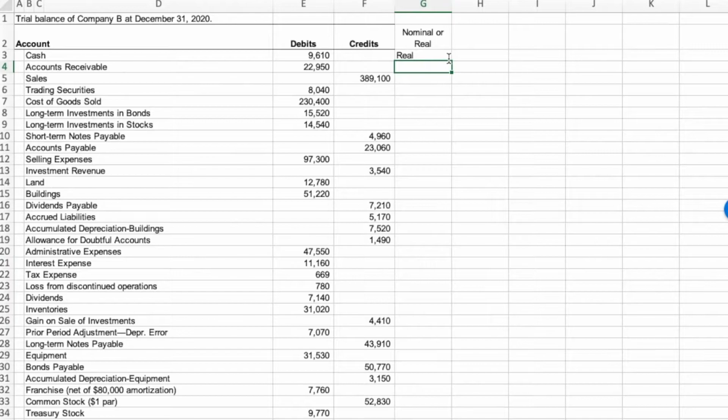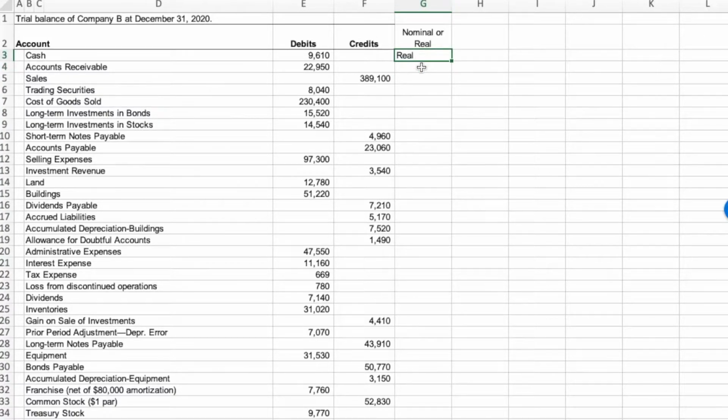So if you remember, real accounts do not get closed out at the end of the period. Real accounts end up on the balance sheet and they capture a moment in time. So cash is reported as of a moment in time. In this case, it's reported as of December 31st, 2020. So it is a real account.